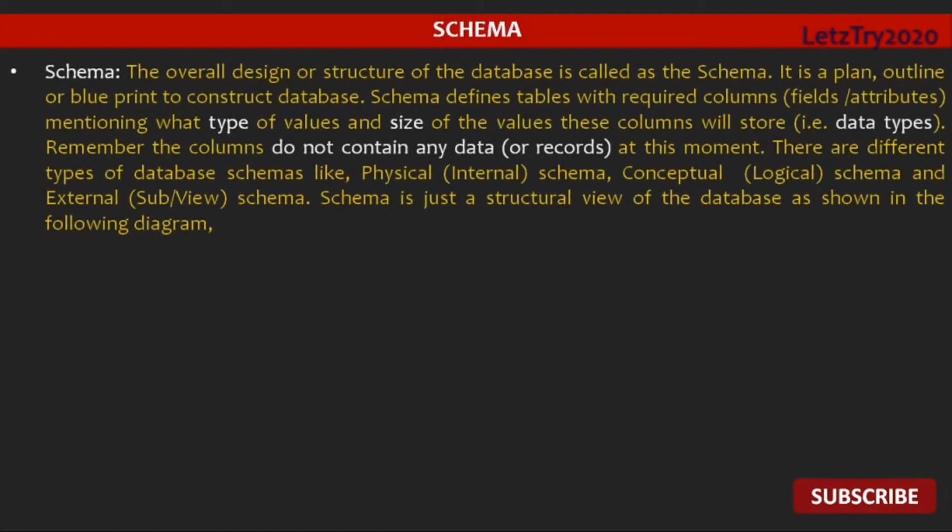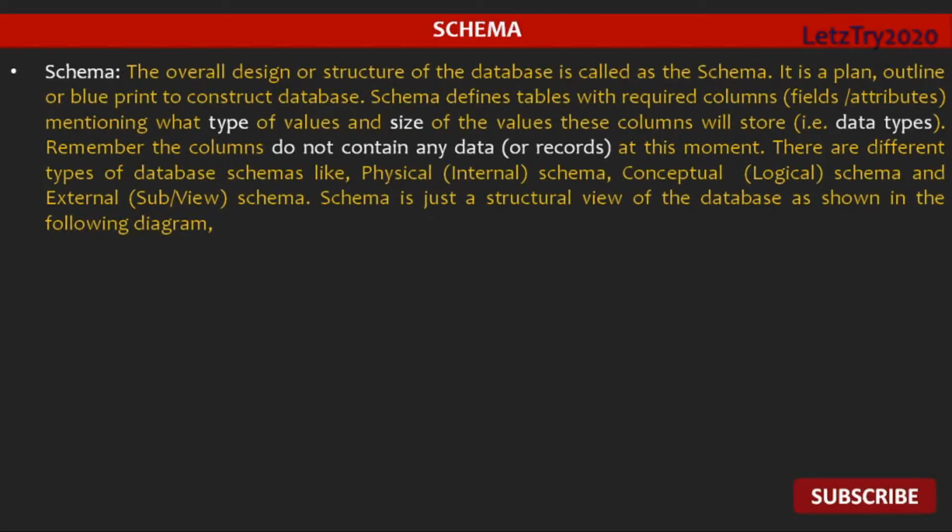Now it is time to know what is schema. The overall design or structure of the database is called as schema. It is a plan, outline or blueprint to construct the database. Schema defines tables with required columns, fields or attributes mentioning what type of values and sizes of the values these columns will store, that is data types. Remember, the columns do not contain any data or records at this moment.